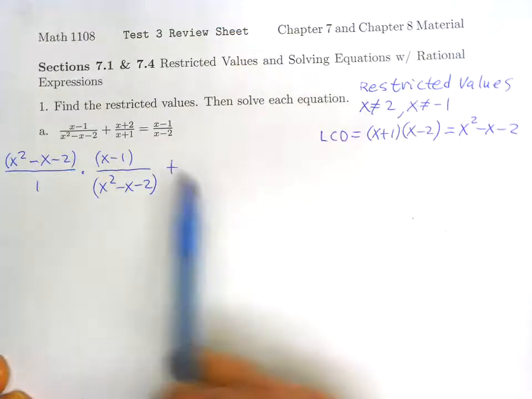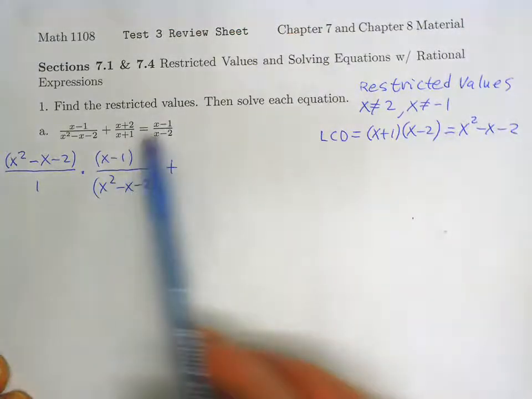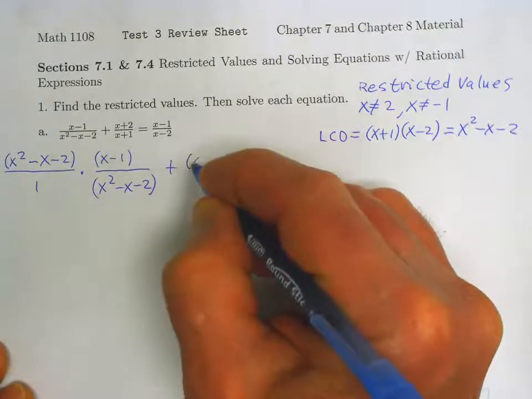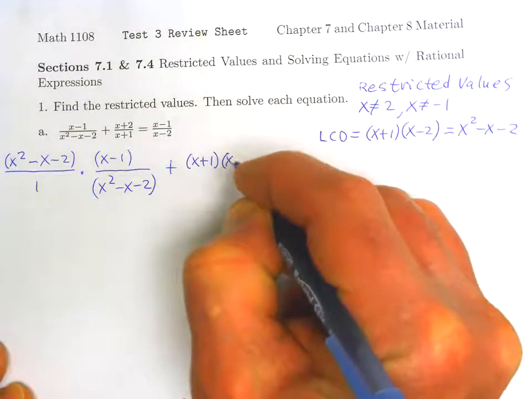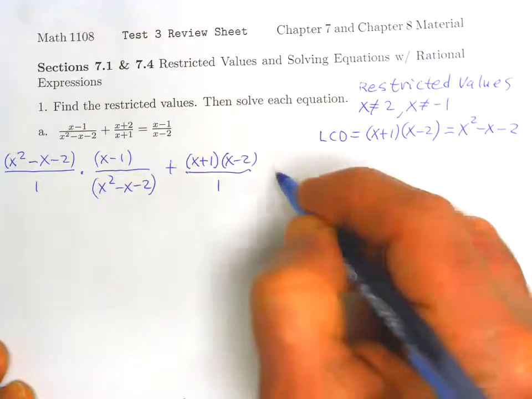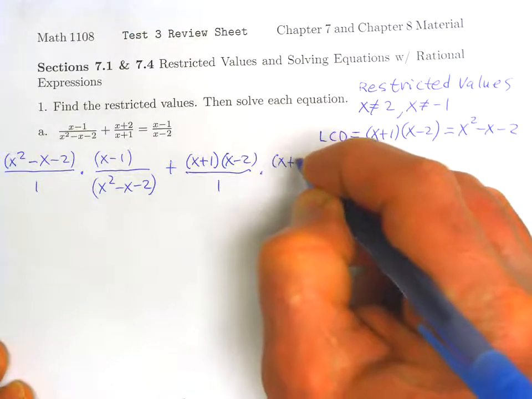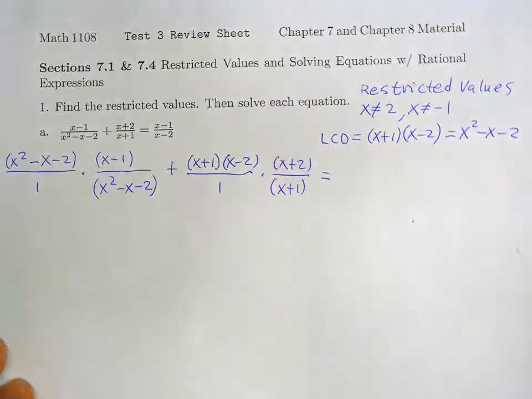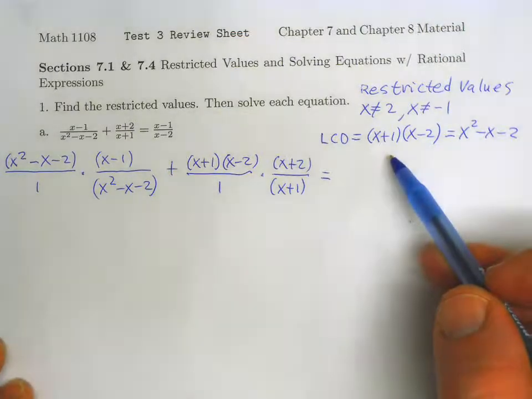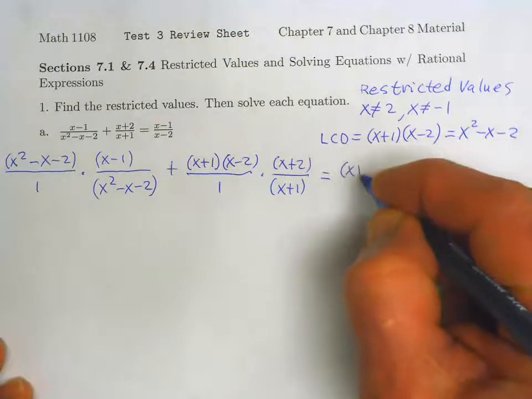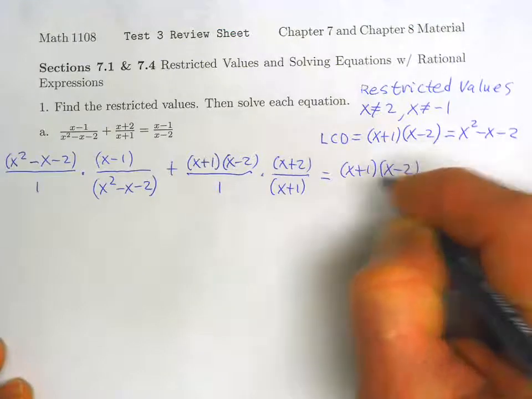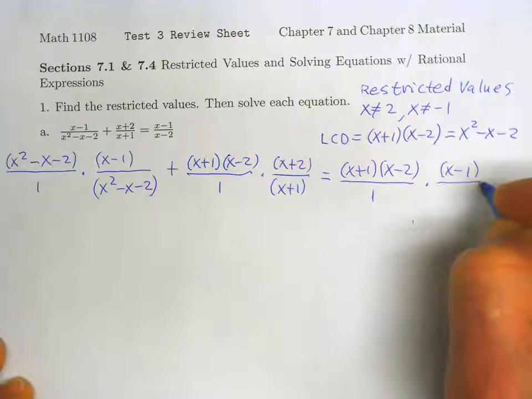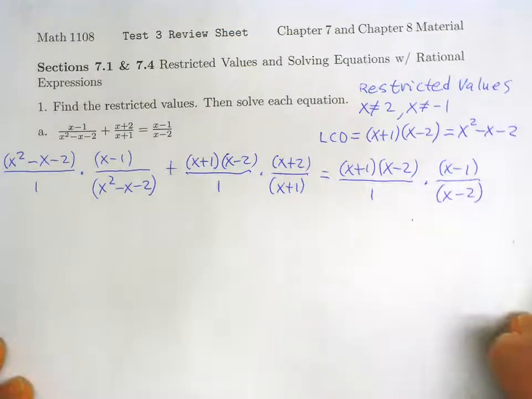And then multiply the next term, x plus 2 over x plus 1. This time I'll use the factored form of the least common denominator. So it's x plus 1 times x minus 2 over 1 times x plus 2 over x plus 1. And then also on the right-hand side, I'll use the factored form of the least common denominator. X plus 1 times x minus 2 over 1 multiplied by x minus 1 over x minus 2.